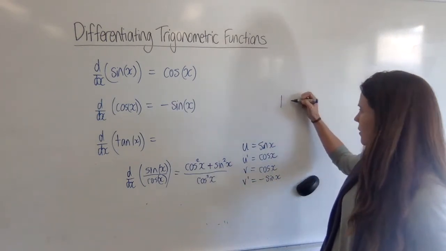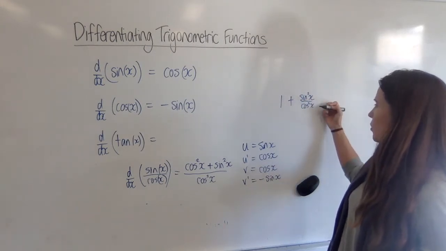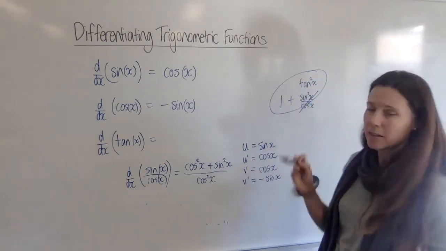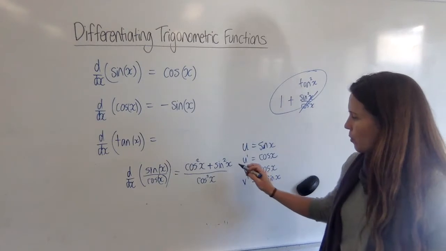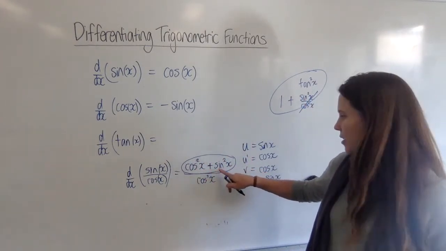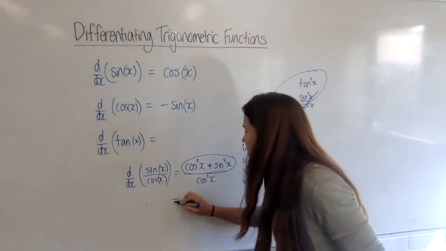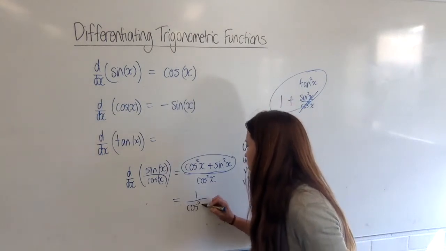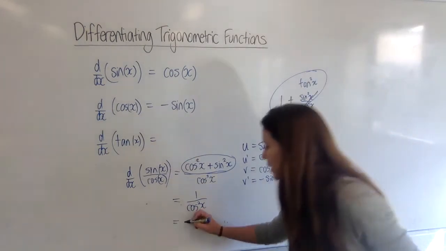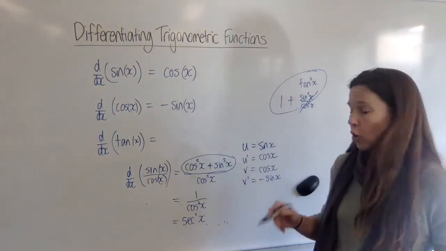That would give us 1 plus sine x over cos x, which is the same as tan squared x. We could do that, but something even easier would be to recognise the whole top of this fraction here and say, hey, that's a Pythagorean identity. Sine squared x plus cos squared x equals 1. So that gives us 1 over cos squared x. And that's the same as, what's the reciprocal of cos? It is sec squared x, or sec x all squared.